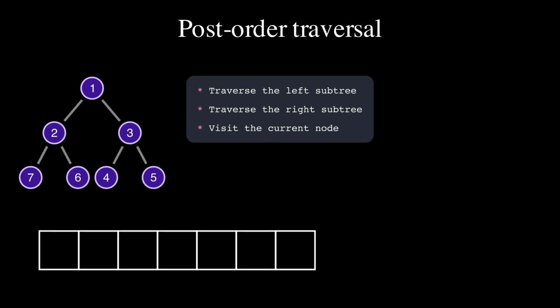Let's see post-order traversal in action and visit all nodes one by one. 7, 6, 2, 4, 5, 3, 1.